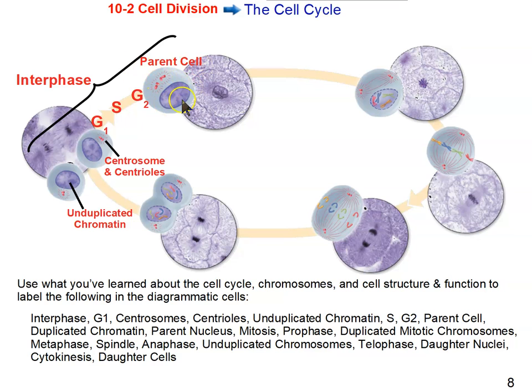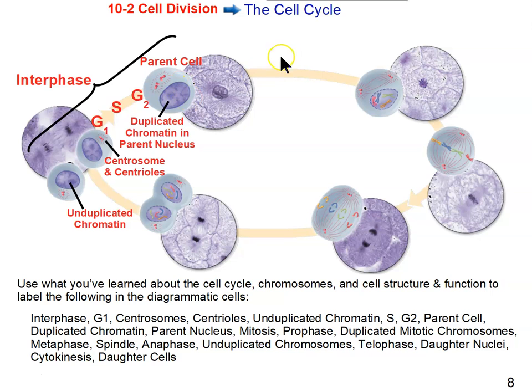Therefore, we would refer to it as a parent cell. And because it has passed through the S phase before the G2 phase, that means that the DNA contained within that parent cell is duplicated chromatin. It's still uncondensed as chromatin, but the DNA has been duplicated. So there are 2 copies of every DNA molecule in that parent cell. And that would be considered then the parent nucleus.